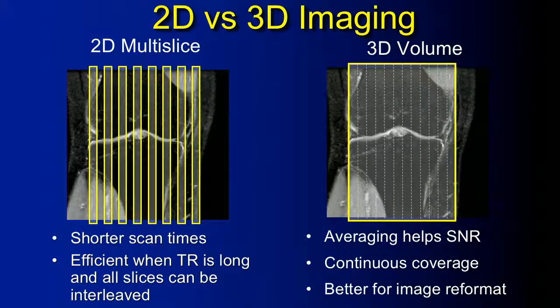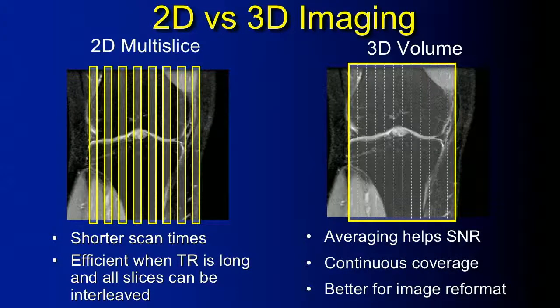So one of the great potentials that has been out there for quite some time now to improve the speed and efficiency of musculoskeletal imaging has been going to three-dimensional imaging. If you look at it from a basic perspective, 2D multi-slice imaging has shorter scan times than 3D imaging typically, and it's efficient when the TR is long enough that you can interleave all the slice acquisitions into one repetition time.